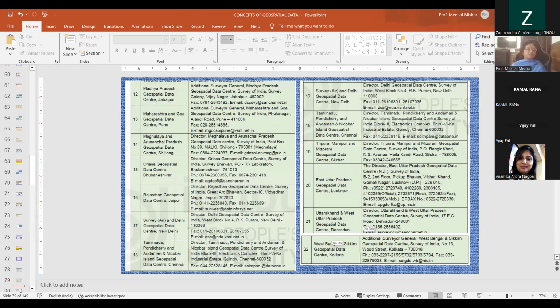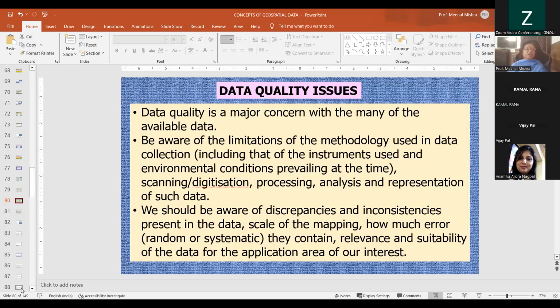Okay. So this was about getting the data, or obtaining the data. Now, next.